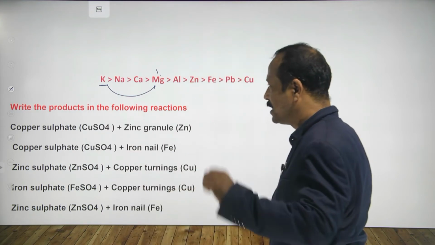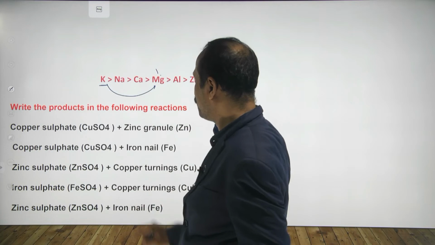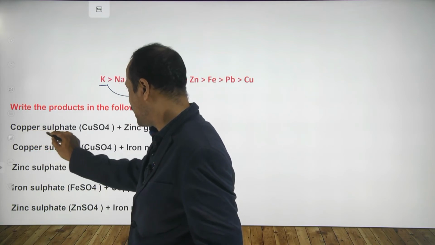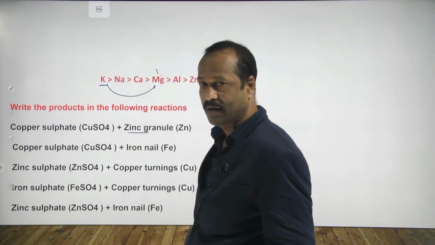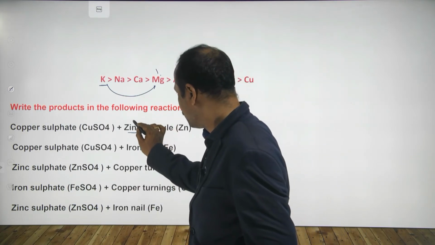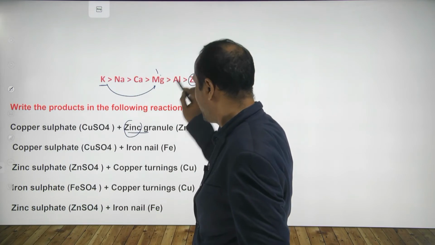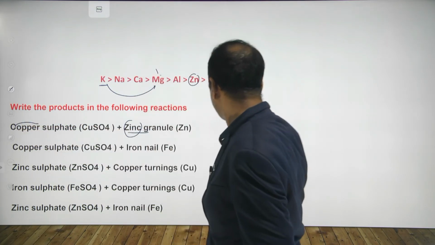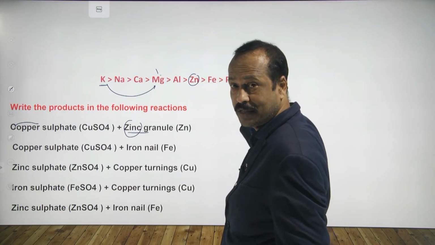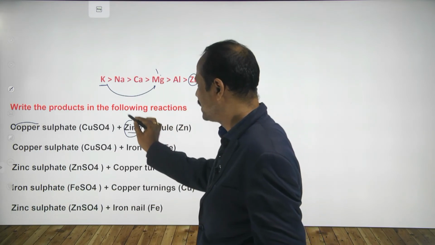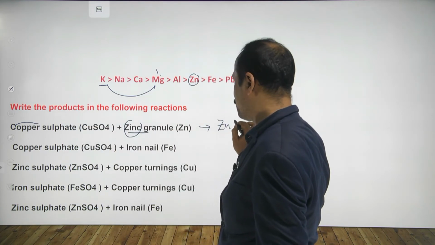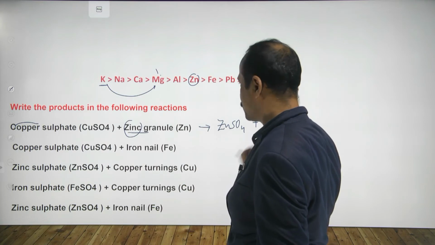Okay. Now students, there is a question for you. Write the products in the following reactions. What are the products formed? So students, copper sulfate, if it is reacting with zinc, what are the products formed? See, this is the zinc, and where is the copper sulfate? Copper is here. So zinc is on the left side, copper is on the right side. So zinc is more reactive than copper. So zinc displaces the copper. Clear? So we get the products zinc sulfate, ZnSO4, plus copper.